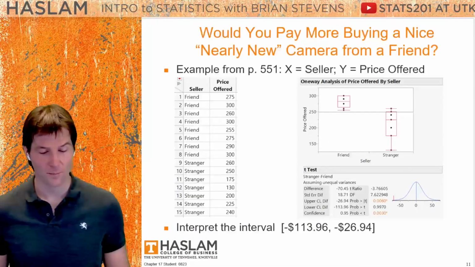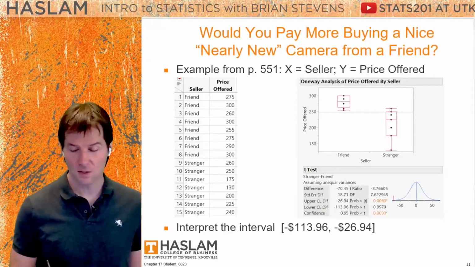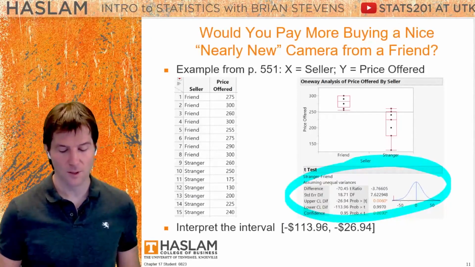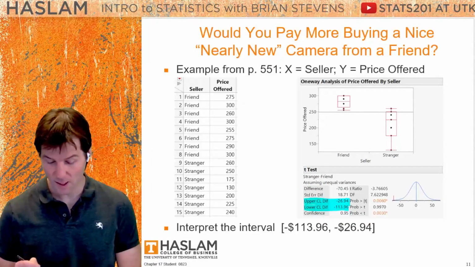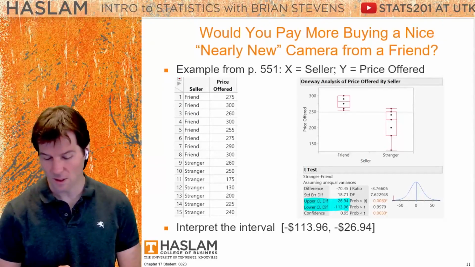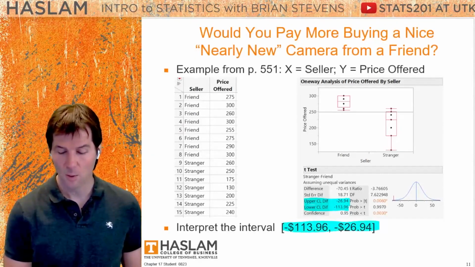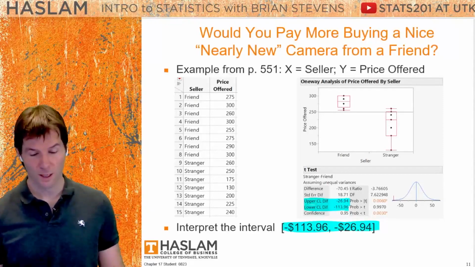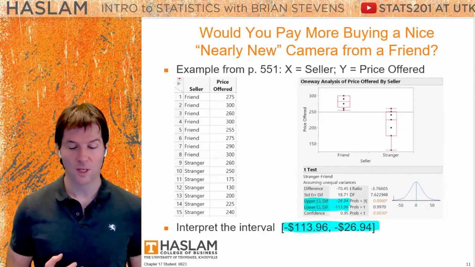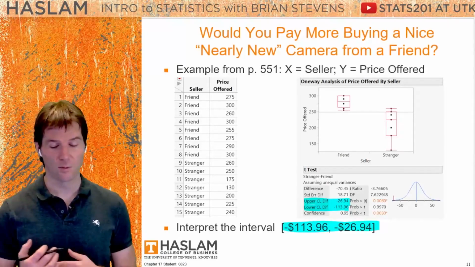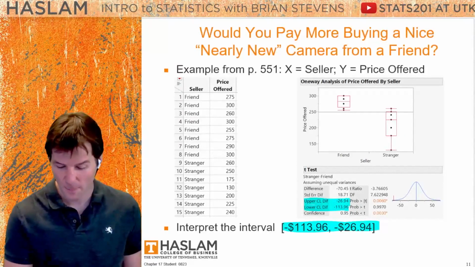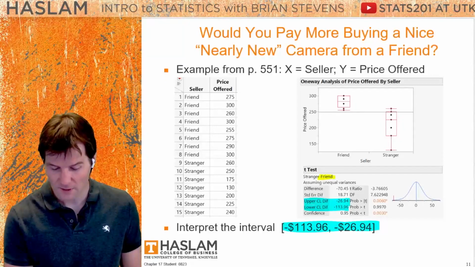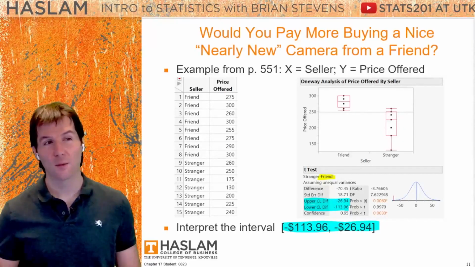So here we are right here with some data. The test has already been performed for us in JMP, and we can see the interval. The interval has a lower and upper bound of negative $26.94 to $113.96. But what were we analyzing? We were analyzing data from people offering to sell their camera to a friend or a stranger. And if you take a look, and this is key, friend has the negative sign. And the friend was offering to pay us less.